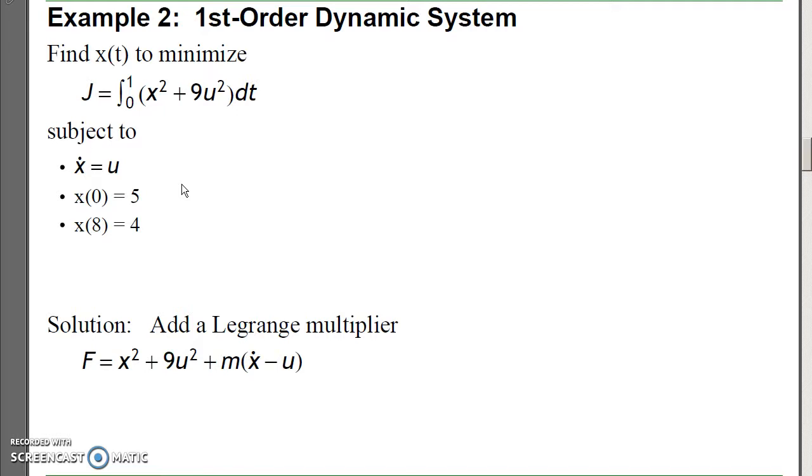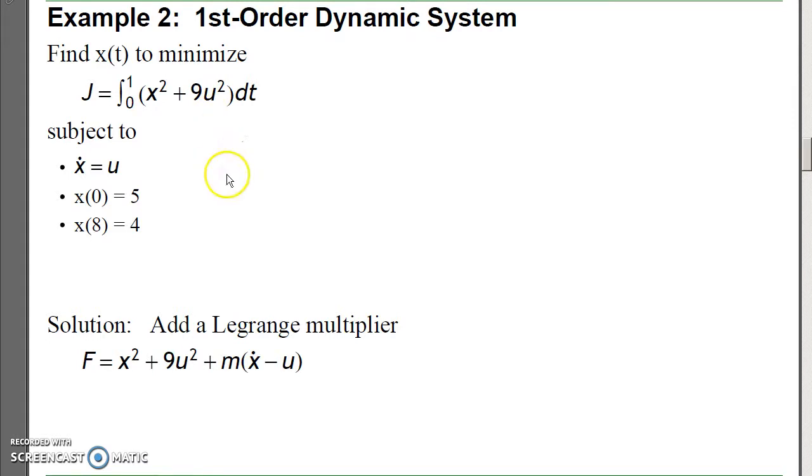Now, for a second example, suppose I have a dynamic system. My dynamic system is x dot equals u, and I want to minimize a cost function. I want to force x to 0 quickly, and I want to keep the fuel usage small. So I'm going to weight x squared and 9u squared. And 9 is just kind of an arbitrary constant. We're just going to assume 9 for now. I also want to have a constraint. I want to do what we did before. At t equals 0, it's 5. At t equals 8, it's 4. Go from 5 to 4 in 8 seconds, while minimizing x squared and minimizing the fuel.